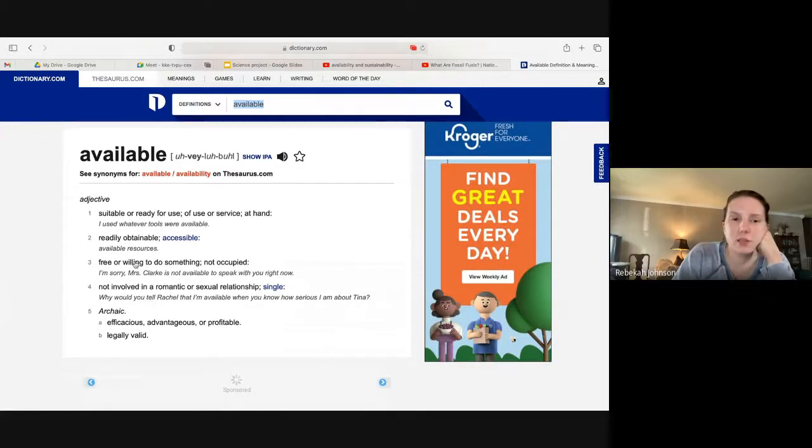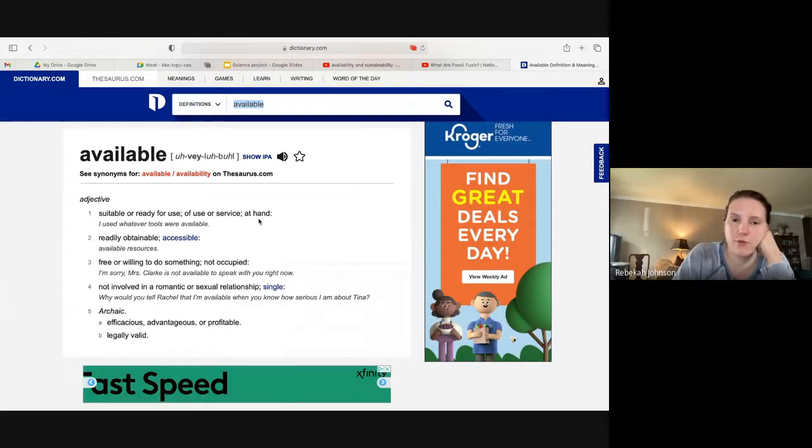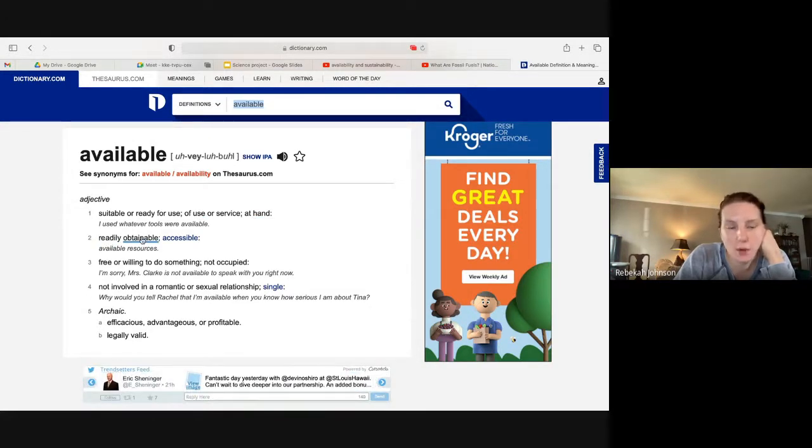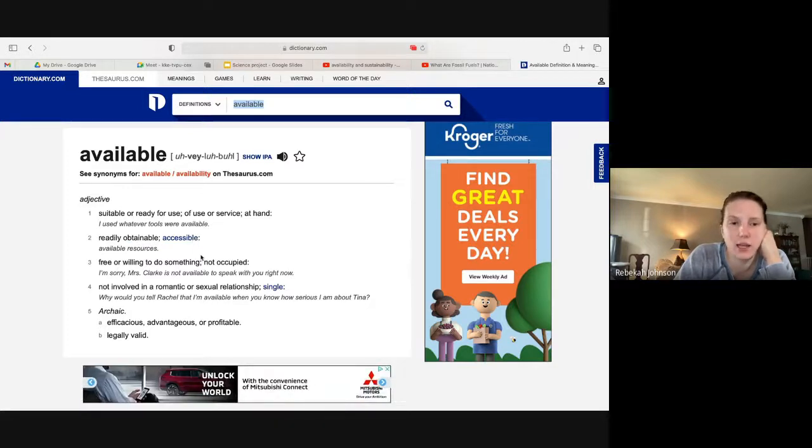So for something to be available, suitable or ready for use, it's at hand, meaning that we can grab it and use it. Readily obtainable, meaning that we can get it easily. Accessible, we can reach it.